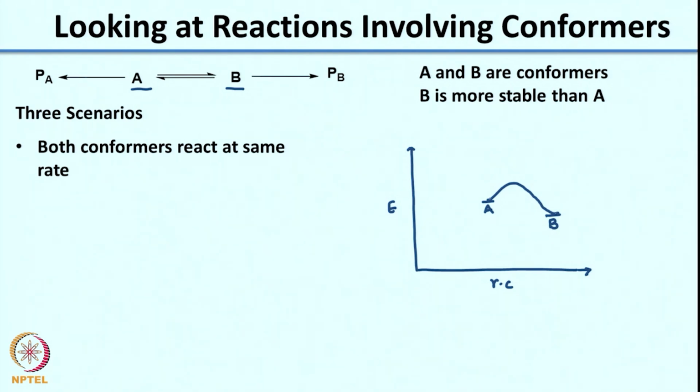Alright, so what you must have drawn is when you go from A to PA, let us not worry about the relative energies of PA and PB. Let us call this PA, this PB. When I say that both conformers react at the same rate, let us say this is the energy of activation going from A to PA. When I go from B to PB, this value would be almost the same.